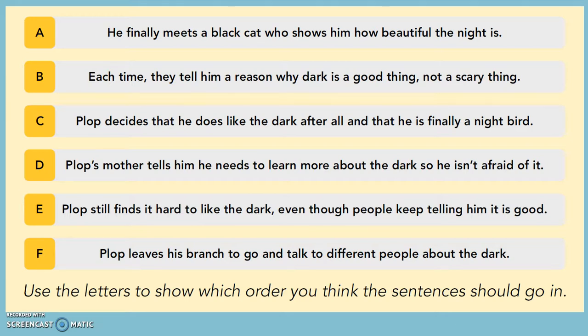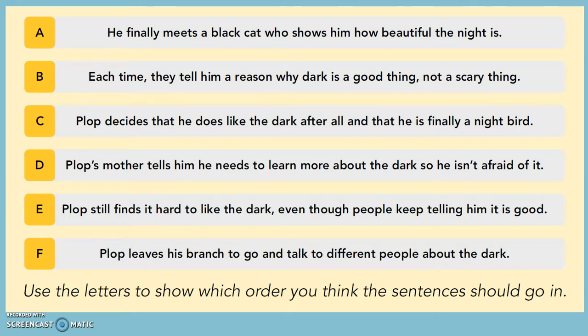So A, we're told he finally meets a black cat who shows him how beautiful the night is. B, each time they tell him a reason why dark is a good thing, not a scary thing. C, Plop decides that he does like the dark after all, and that he is finally a night bird. D, Plop's mother tells him he needs to learn more about the dark, so he isn't afraid. E, Plop still finds it hard to like the dark, even though people keep telling him it is good. F, Plop leaves his branch to go and talk to different people about the dark.